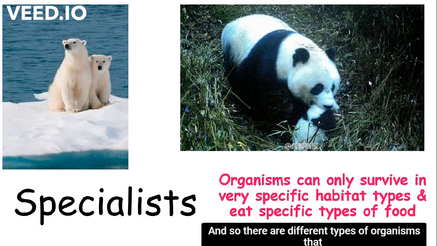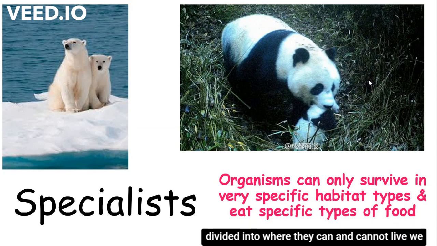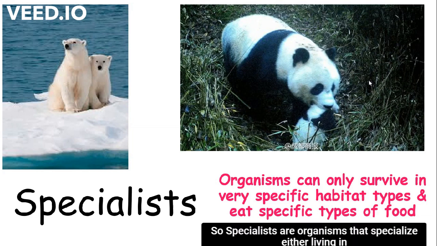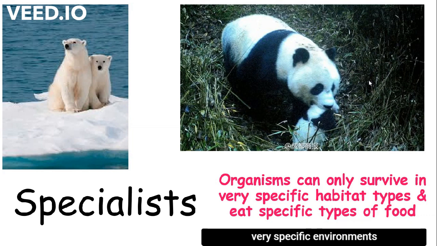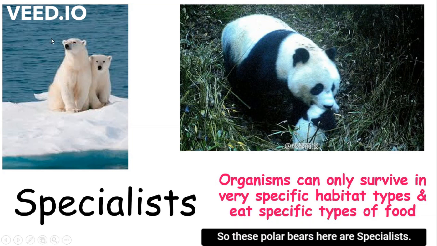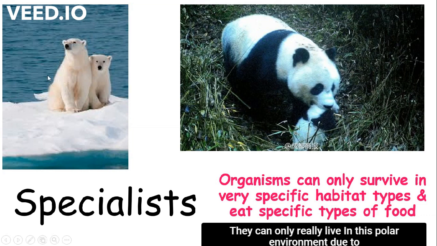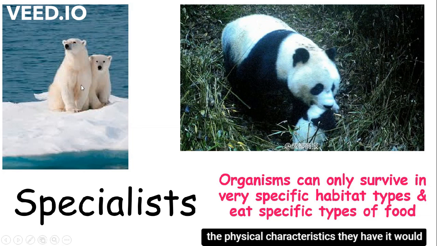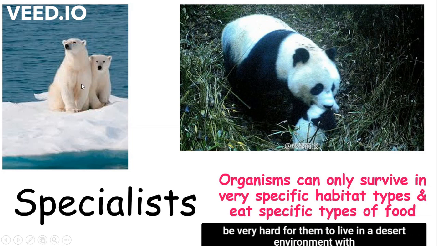There are different types of organisms that have different tolerance levels, and they can be divided by where they can and cannot live. We have specialists, and we also have generalists. Specialists are organisms that specialize in living in very specific environments, or in eating very specific food sources. These polar bears are specialists, meaning they can only really live in this polar environment due to the physical characteristics they have. It would be very hard for them to live in a desert environment with this thick coat of fur.